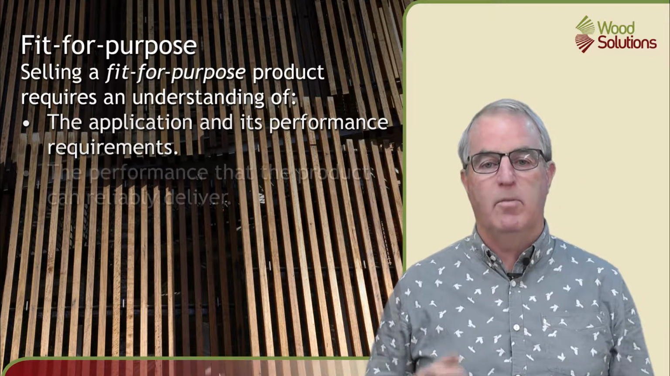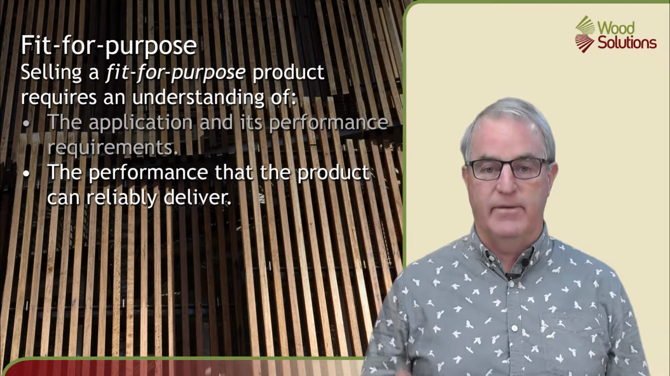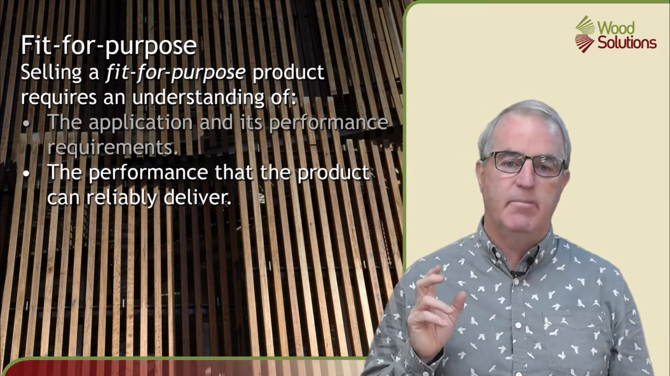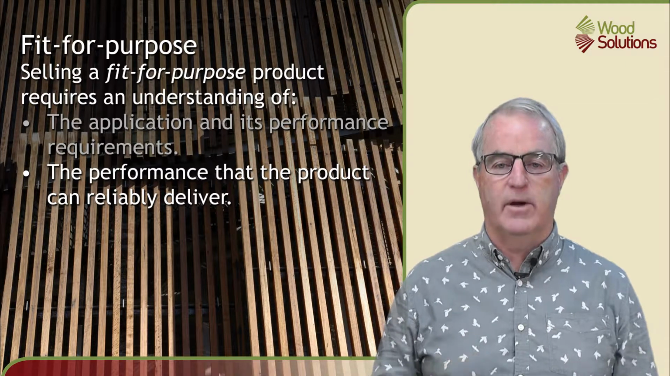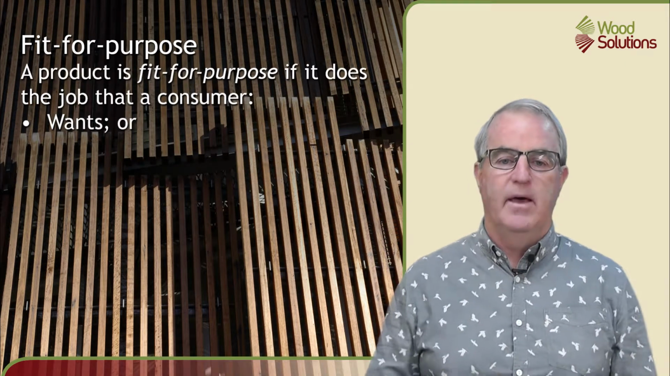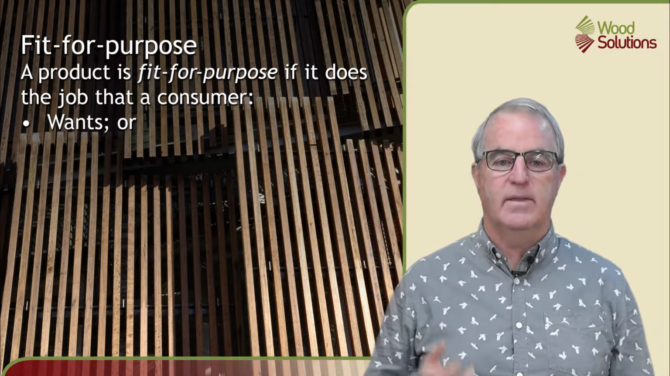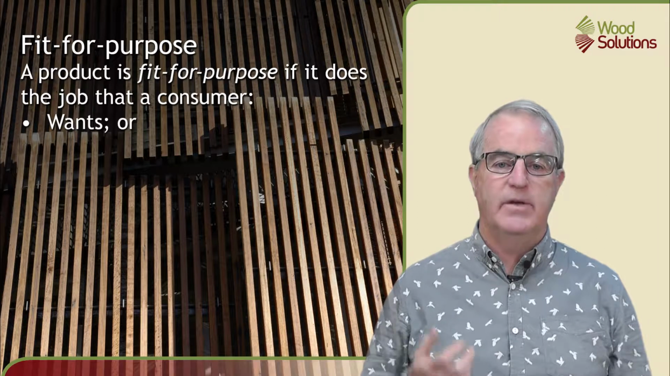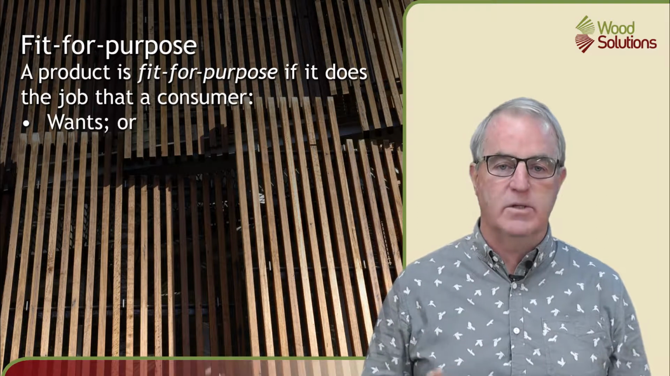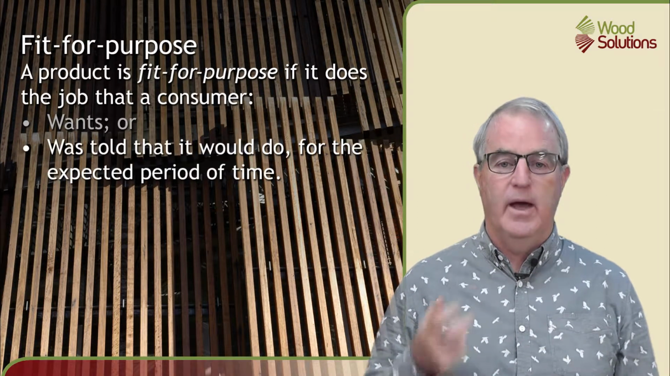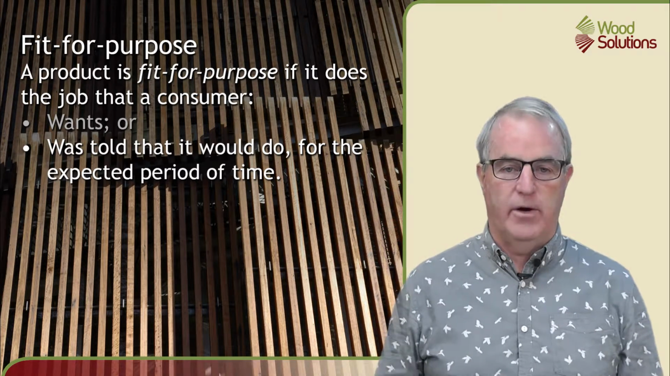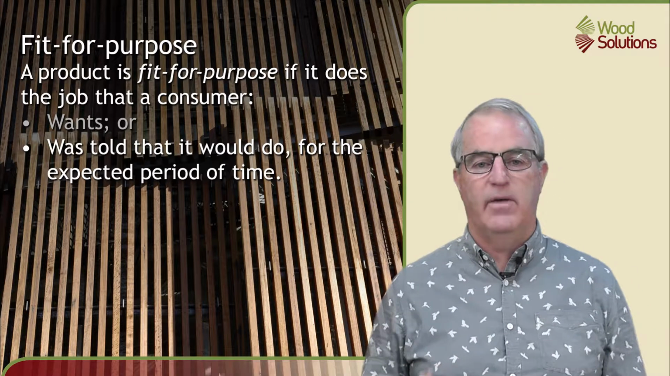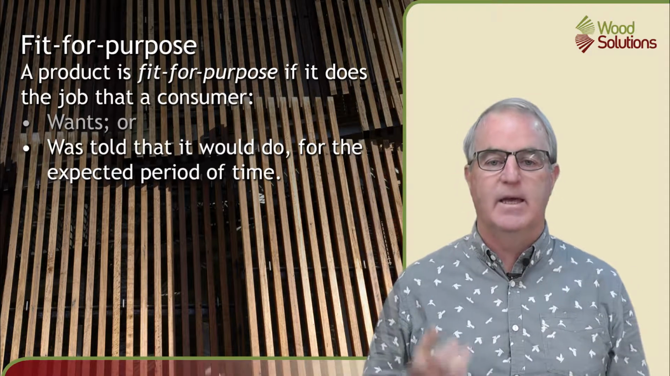The second thing is knowing the performance that the product can reliably deliver. This presentation focuses on this second point and provides some background on what products of different types can deliver. This is critical to ensuring that the sold products are fit for purpose. A product is fit for purpose if it does the job that the customer wants or was told that it would do, and it does it for an expected period of time. To express this more technically, the supplied products must satisfy the application's performance requirements efficiently.